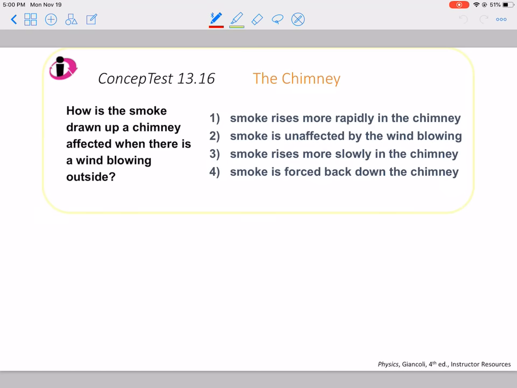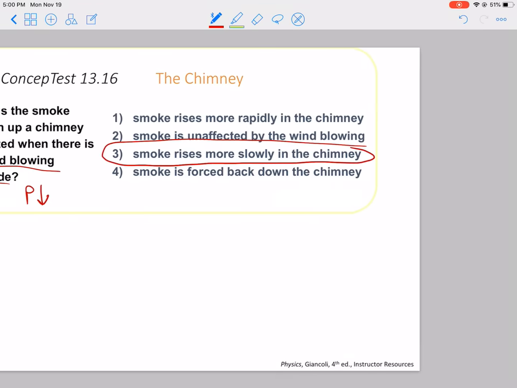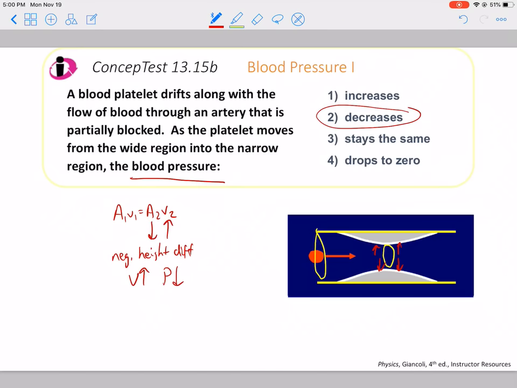And then finally, a similar idea: how is the smoke drawn up a chimney affected when there's a wind blowing outside? If the wind is blowing outside, then the pressure decreases. And if the pressure decreases, then it's easier for the smoke to get out of the chimney. And that is the end of our fluids chapter.